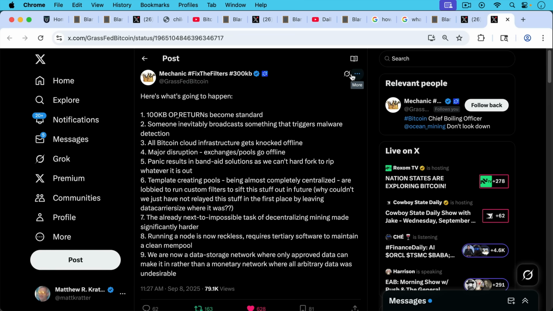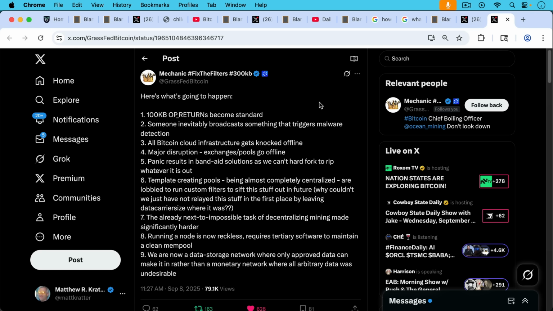Now, here's what Mechanic thinks is going to happen. I think this is quite plausible. Number one, 100,000 byte, 100 kilobyte OP_RETURNs become standard. This is after Bitcoin Core 30 is rolled out, unless the rollout is delayed or unless people really don't upgrade. Number two, someone inevitably broadcasts something that triggers malware detection. All Bitcoin cloud infrastructure gets knocked offline. Major disruption, exchanges and pools go offline. Panic results in band-aid solutions, as we can't hard fork to rip whatever it is out. Template-creating pools, these are mining pools, being almost completely centralized, are lobbied to run custom filters to sift this stuff out in the future.